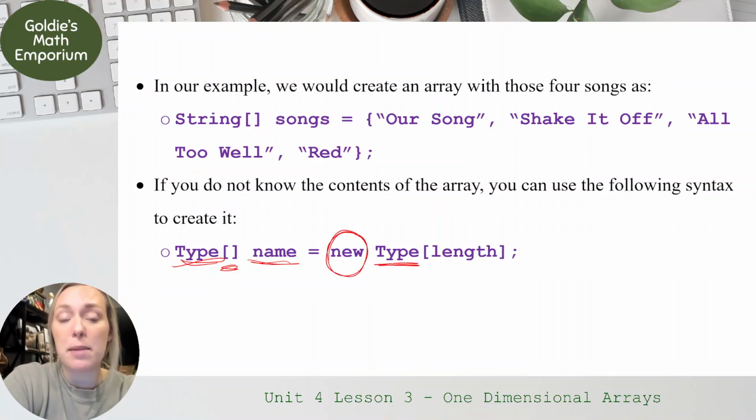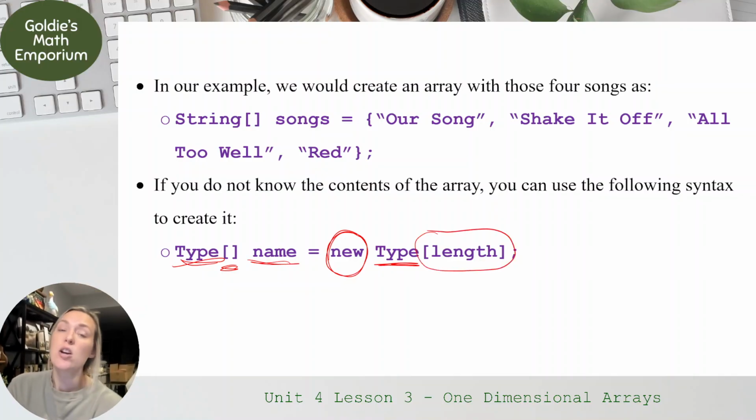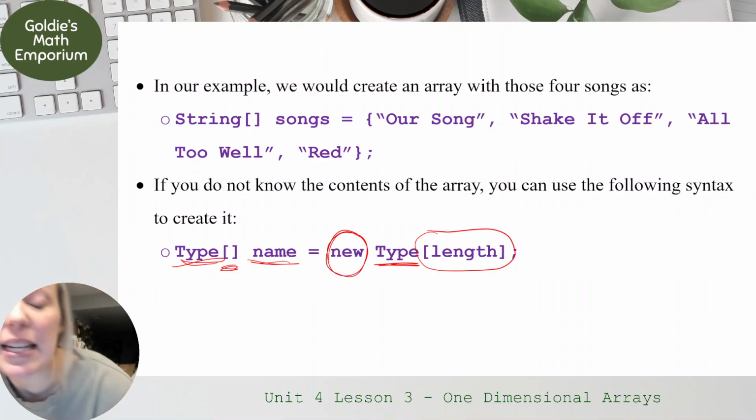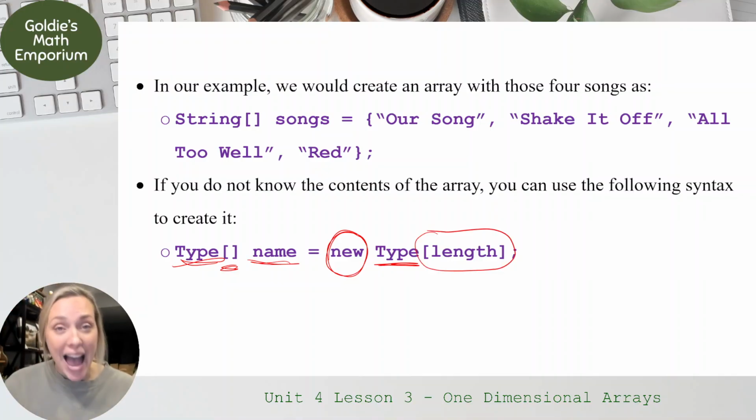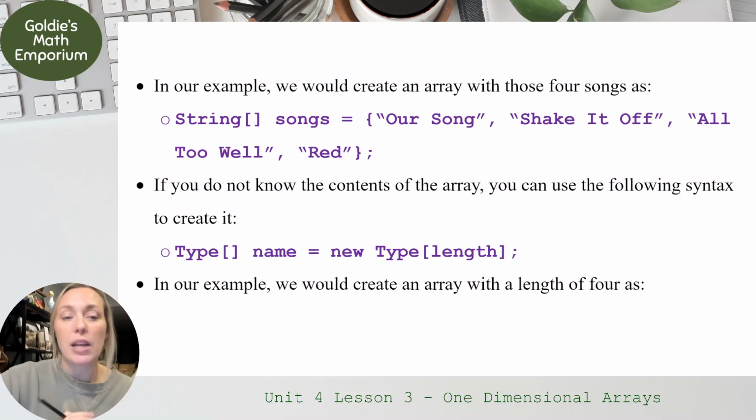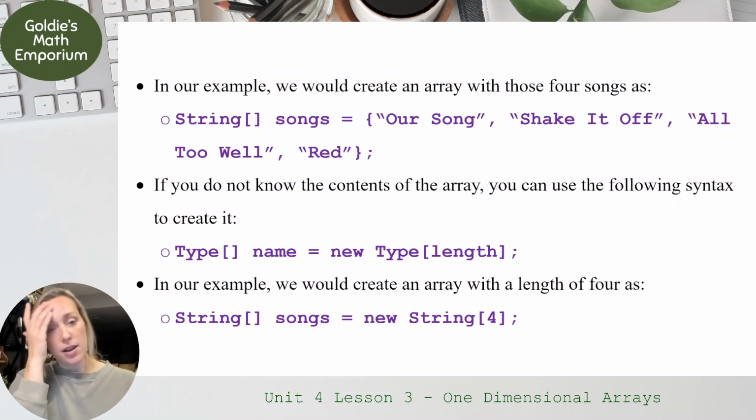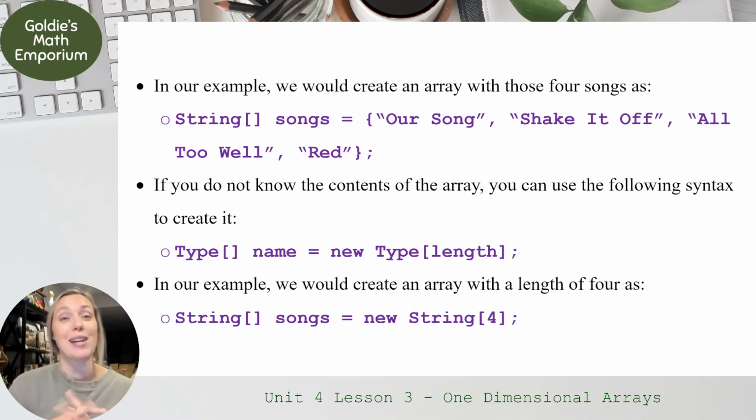We repeat the type. We repeat the square brackets, but this time on this side, we construct it using the length. We have to know how long we want our one-dimensional array to be when we go to create it. In our example, we would create an array with a length of 4, like this. So string songs equals new string 4. And this is saying, hey, you're going to make a one-dimensional array. It's going to have 4 spaces that are going to hold strings. We just don't know what those strings are yet.